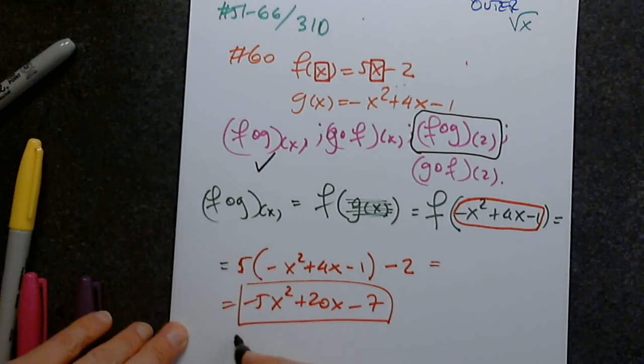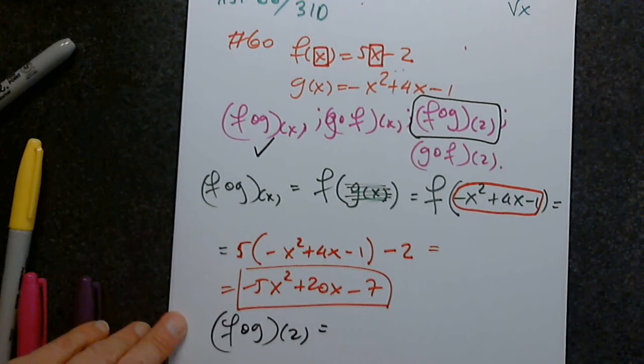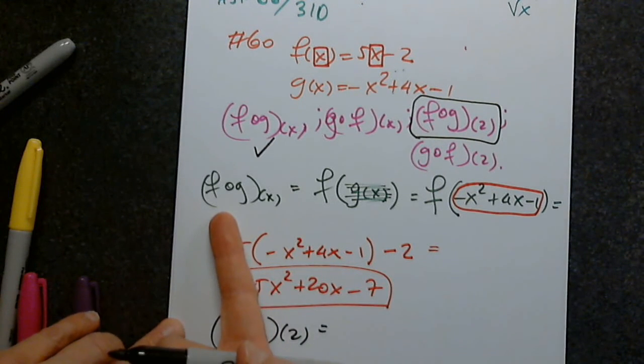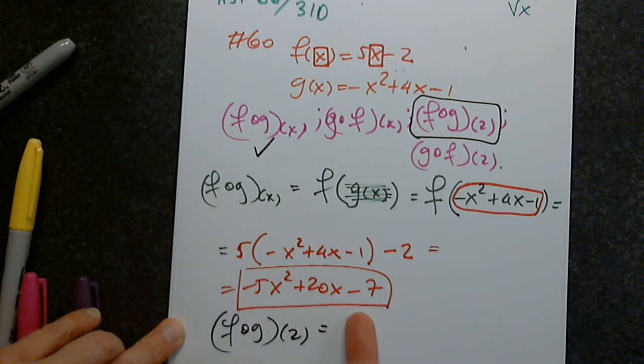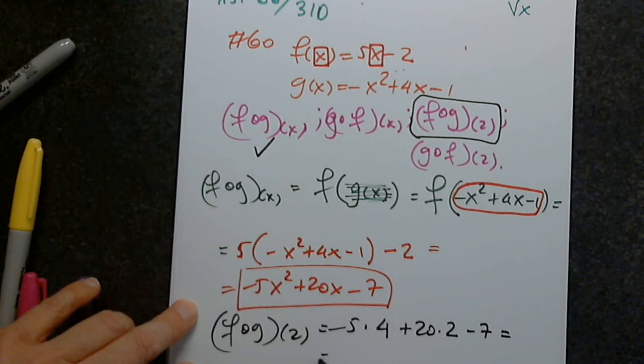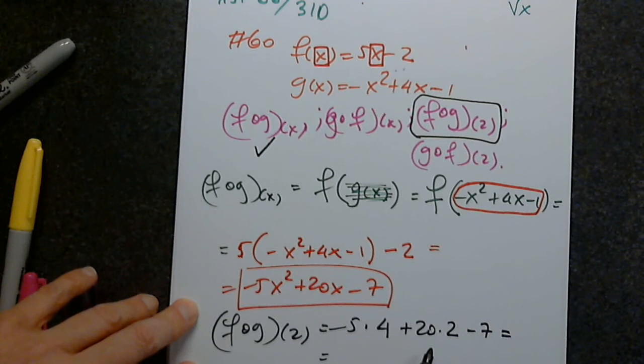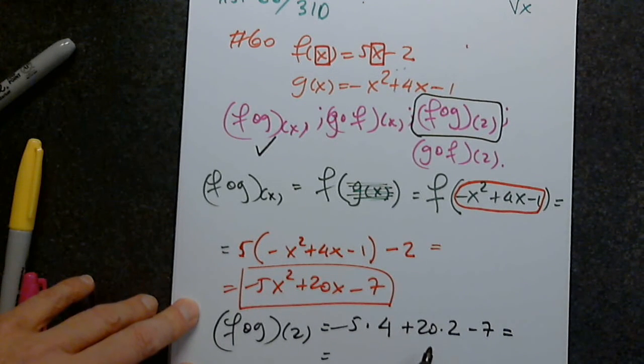Good. So how much is f composed with g of 2? How do I get it? Right here. This is f composed with g. So if x is 2, all I have to do is plug in 2. So negative 5 times 4 plus 20 times 2 and minus 7. This is negative 20 and this is 40. So it's 20 minus 7, 13.